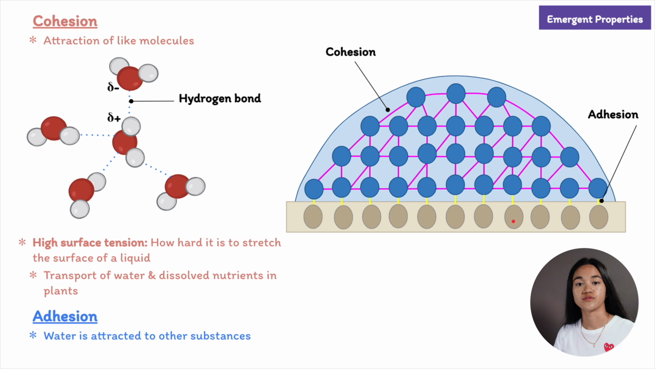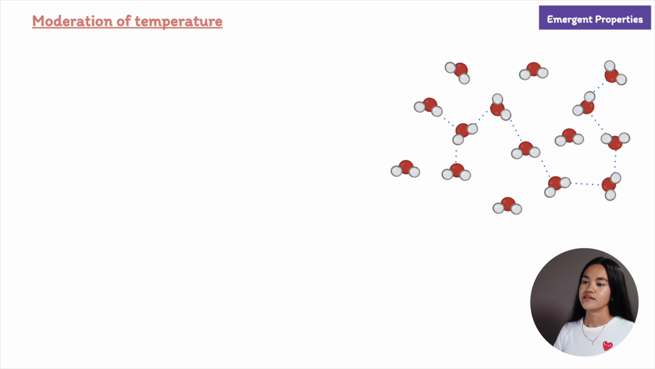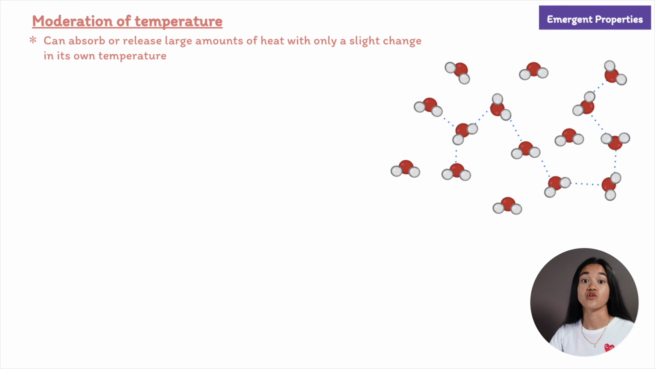Let's now move on to the next property, and that is moderation of temperature. Now, I mentioned before that hydrogen bonds are what give water incredible properties. Hydrogen bonds of water also influence how water responds to heating. It can absorb or release a large amount of heat with only a slight change in its own temperature. Let's break down temperature and heat to understand how this property works.